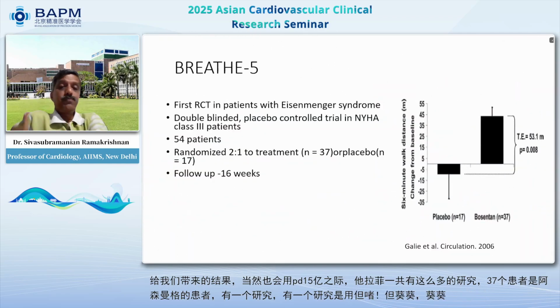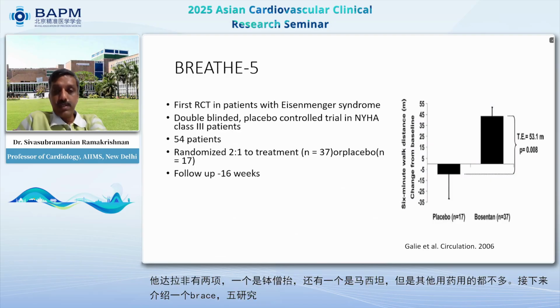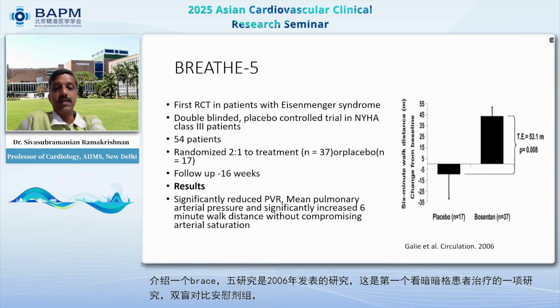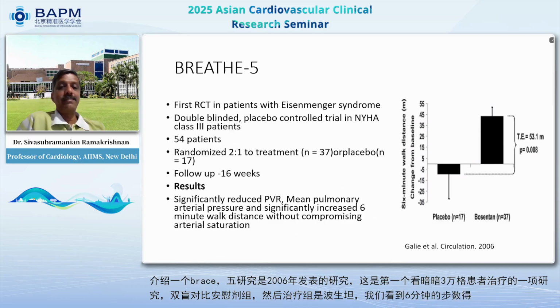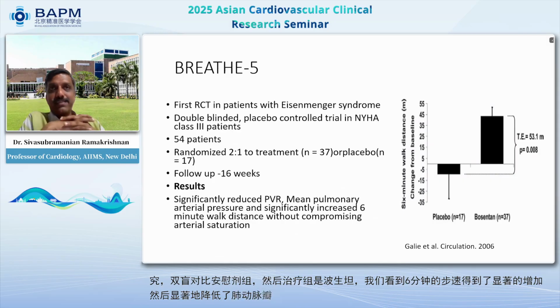BREATHE-5 is the first RCT, published in 2006, a double-blind placebo-controlled trial in class 3 patients, with 54 patients randomized 2:1 to bosentan versus placebo. Follow-up at 16 weeks showed a significant improvement in 6-minute walk distance. It also significantly reduced the PVR and the mean pulmonary artery pressures, without compromising the oxygen saturation.